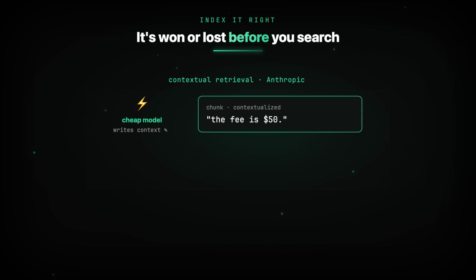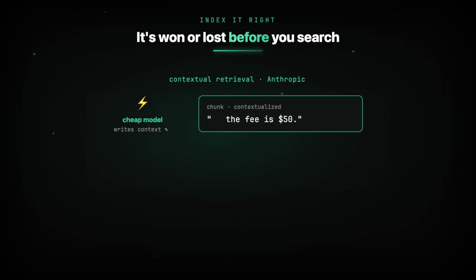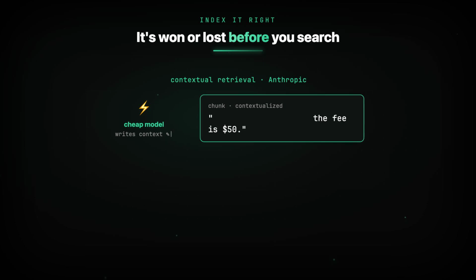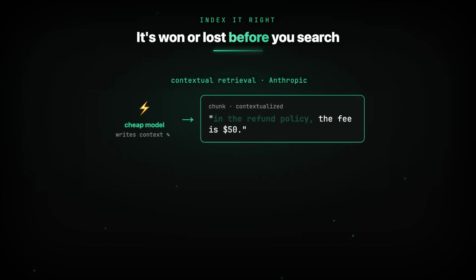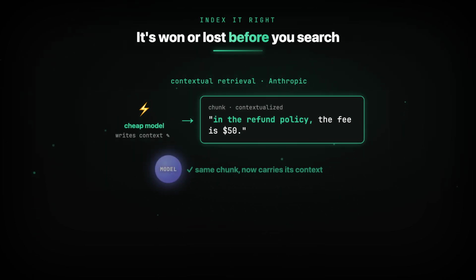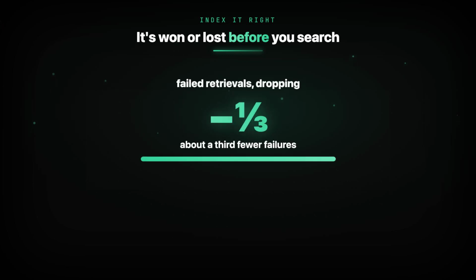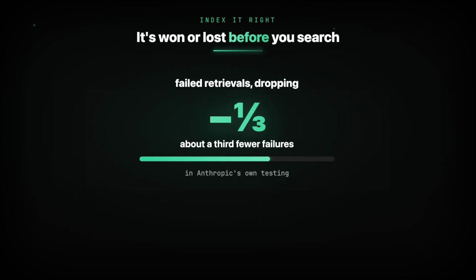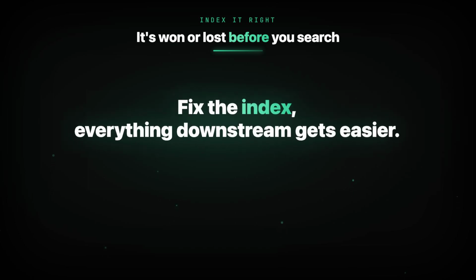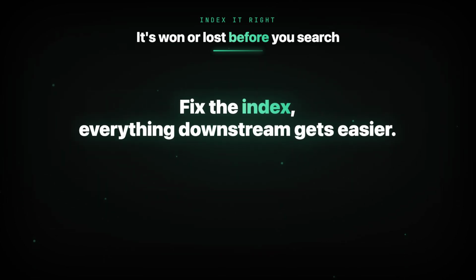There's a useful upgrade here. Anthropic calls it contextual retrieval. Before you embed a chunk, a cheap model writes a short note on where it sits in the document and prepends it. So "the fee is $50" becomes "in the refund policy, the fee is $50." Same chunk, but now it carries its context. In Anthropic's own testing, that single change to the embeddings cut failed retrievals by about a third before you have even touched the search. Fix the index and everything downstream gets easier.